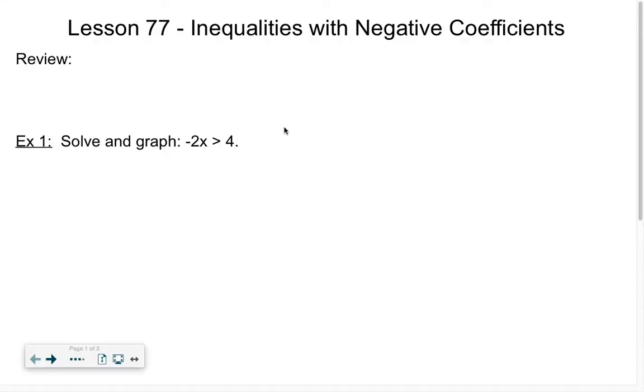For today's lesson, we're looking at inequalities that we've dealt with before, and we're going to talk about the rule that we apply when it comes to multiplying and dividing by negative numbers or negative coefficients. Let's start with a little review.